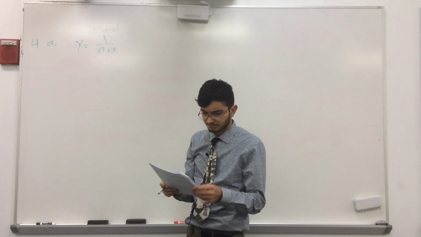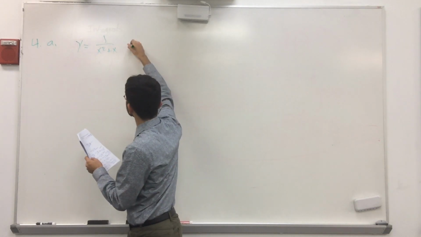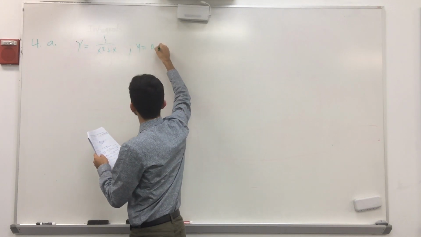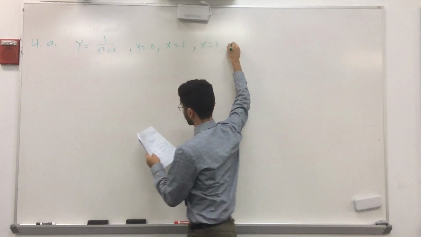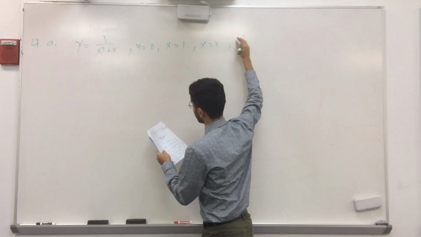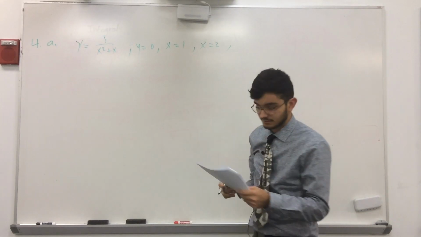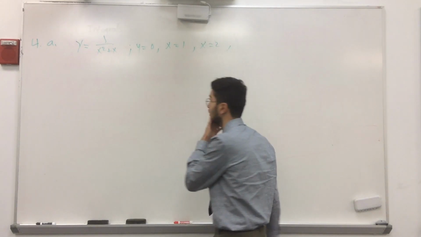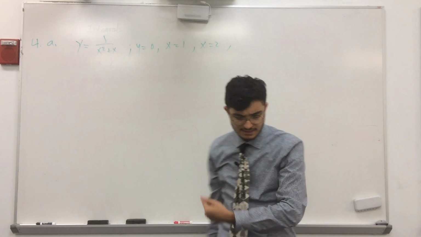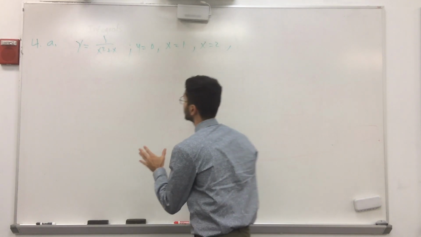And we also got y is equal to 0. We got these limits: y equals 0, x equals 1 and x equals 2, of course, and the x-axis, which is basically the axis of rotation in this case. So we're going to revolve this function about the x-axis. We're going to find the volume of this solid that is going to be generated.